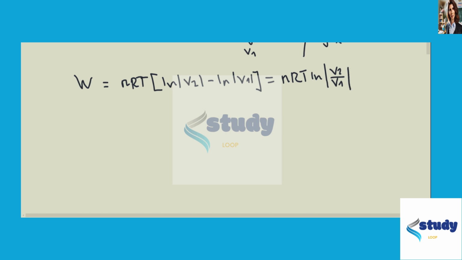Also, we have to remember that for ideal gases we have the law of inverse proportionality between the volume ratio V2 over V1 and the pressure. So it will be P1 over P2 because they are inversely proportional to each other. This can be used to express the work done as nRT natural logarithm, but this time it will be P1 over P2.